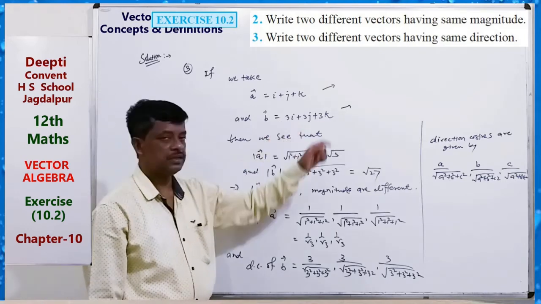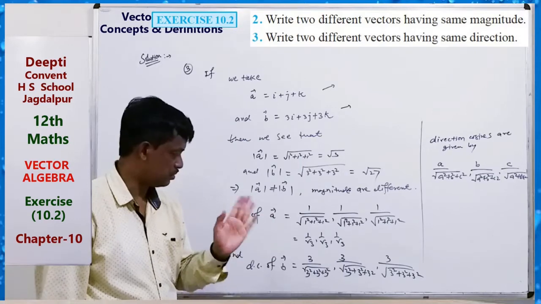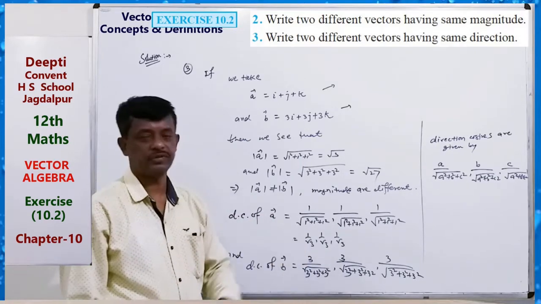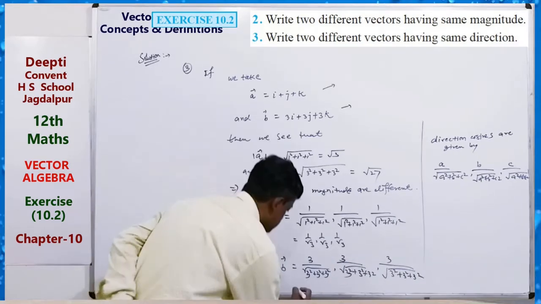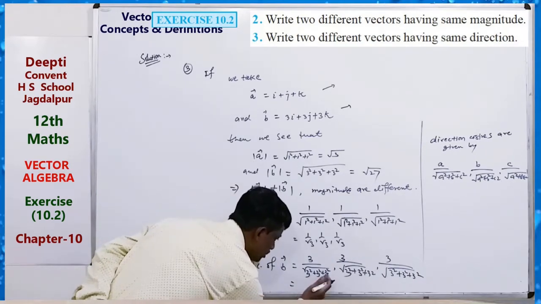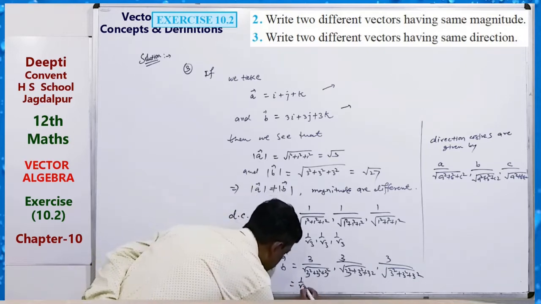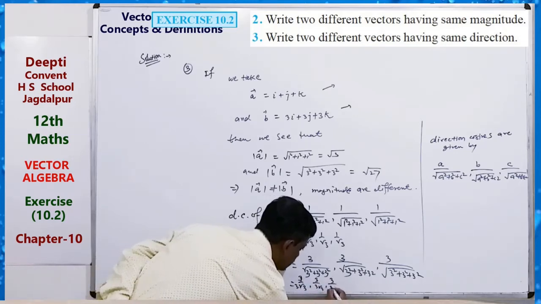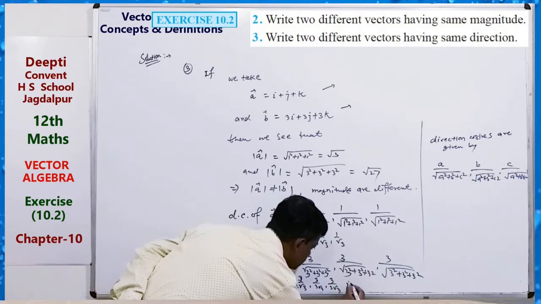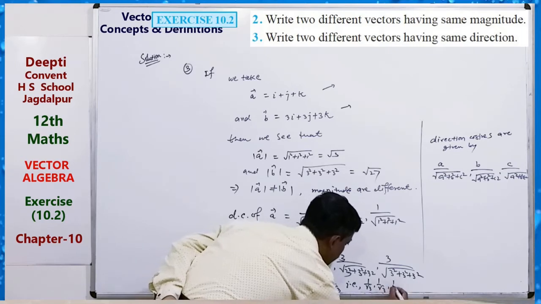Because the components are 3a, 3a, 3a, we get 3 upon root of 3 square plus 3 square plus 3 square. So you have 3 times 3 square, so 3 root 3. That is 3 by 3 root 3, which gives 1 by root 3, 1 by root 3, 1 by root 3.